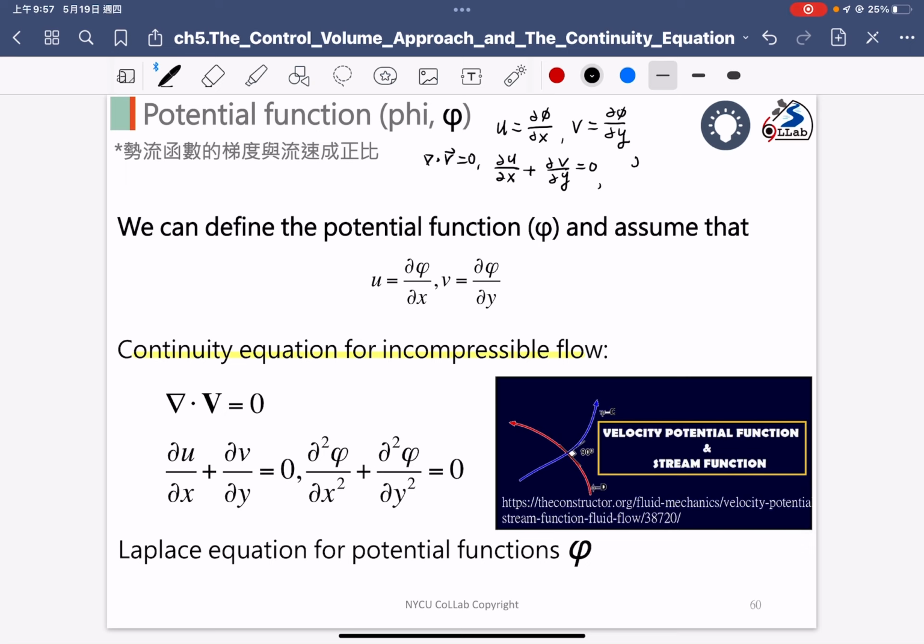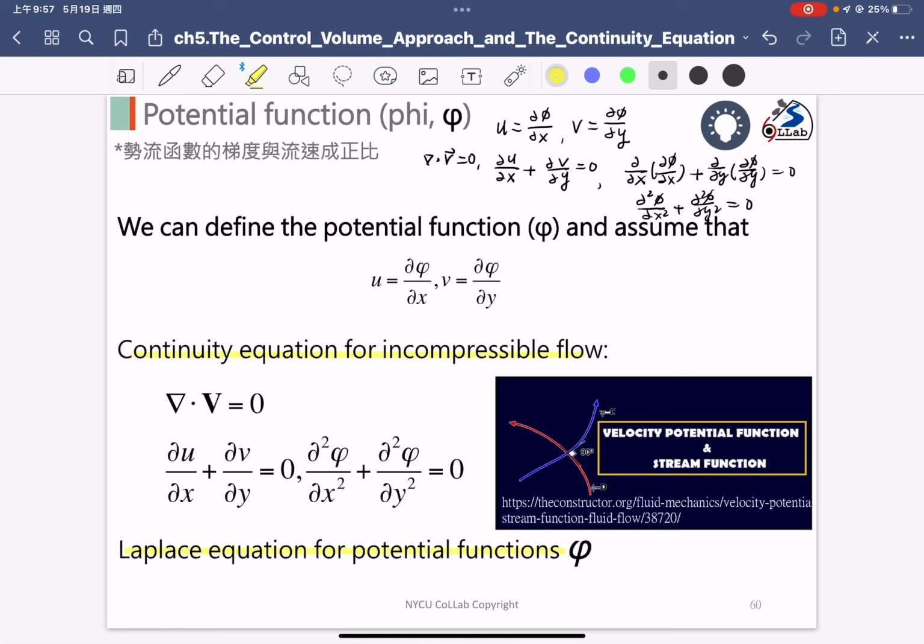So we put in the velocity defined by the phi function. So u is equal to dphi/dx, and v velocity is dphi/dy, and the sum equals 0. So we can rewrite the formula as d squared phi over dx squared plus d squared phi over dy squared is equal to 0. In that equation, we call that the Laplace equation for the potential function phi.